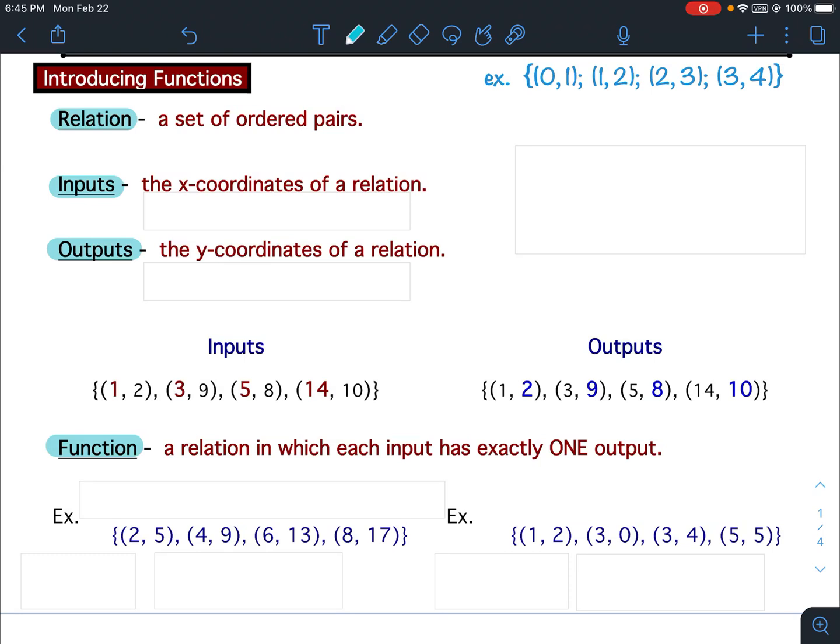Introducing functions, lesson 12 notes. The definitions continue. We already talked about a relation, which is a set of ordered pairs. Now we're going to talk about the rest of the definitions here. So let's start with inputs.